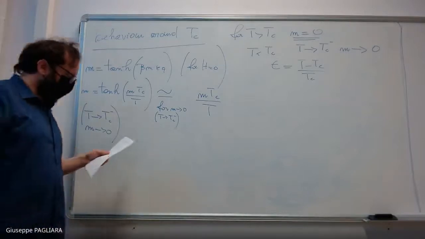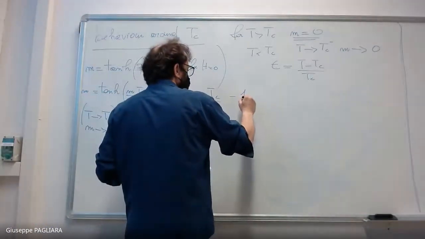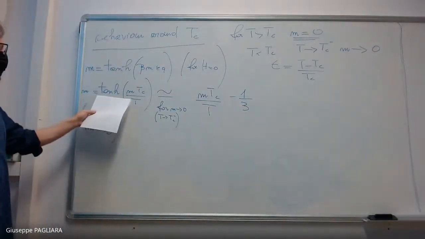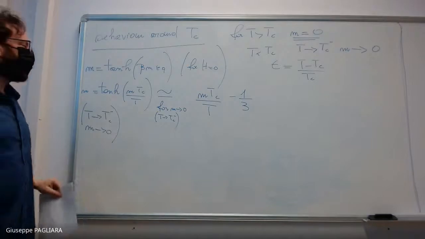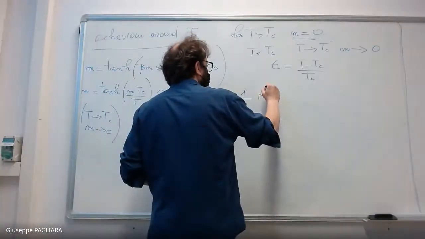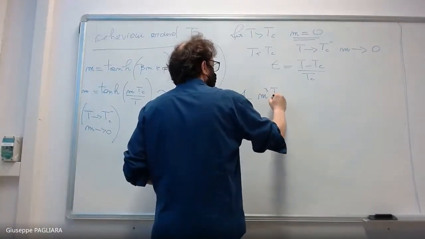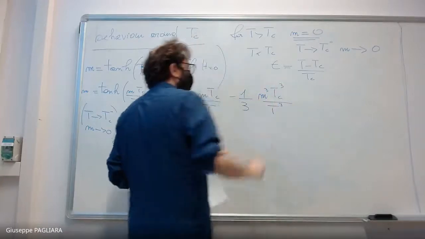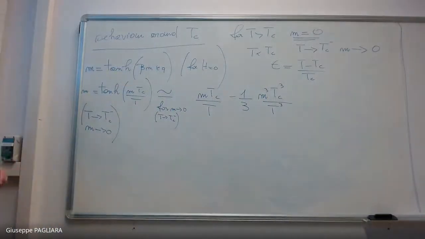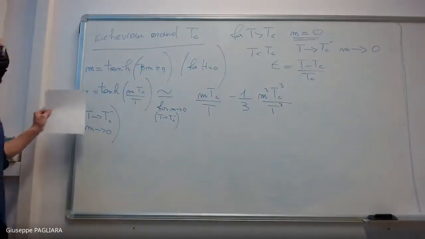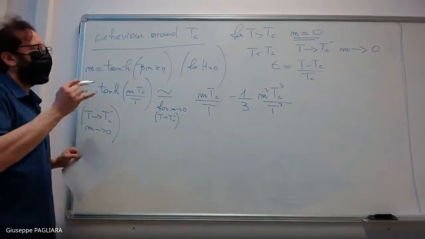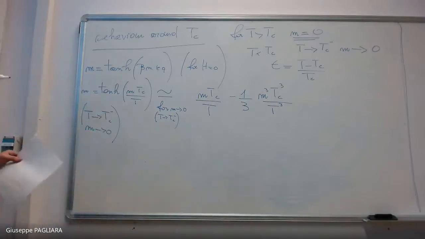And the next term, if you do the expansion, the series of the hyperbolic tangent, is minus 1/3 this guy to the power of 3. So I have M to the power of 3, Tc divided by T to the power of 3. Okay. So what we are computing is the behavior of the magnetization close to the critical temperature from below, from T approaching Tc from below, because from above we know that this is identically equal to 0.